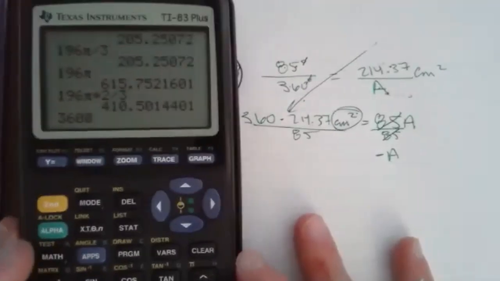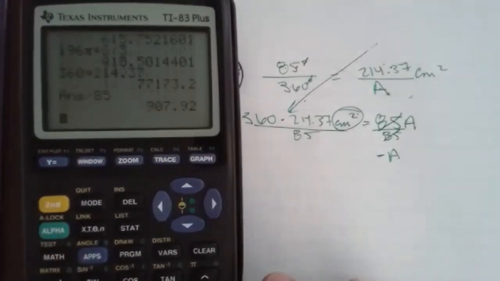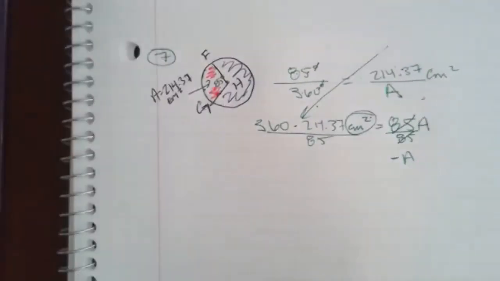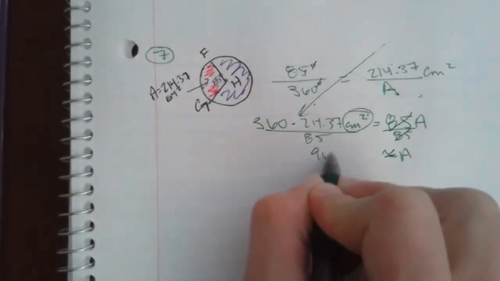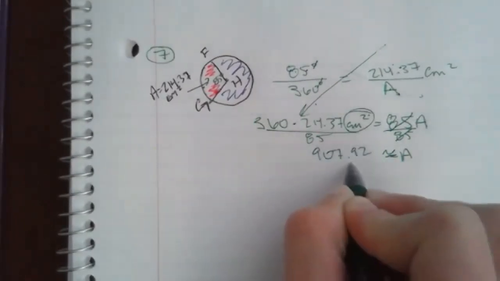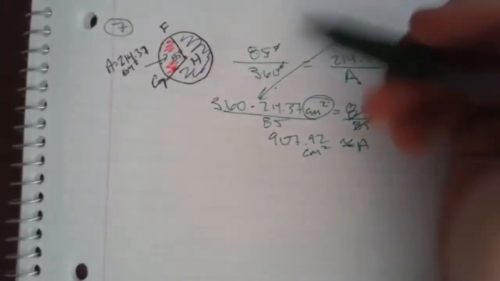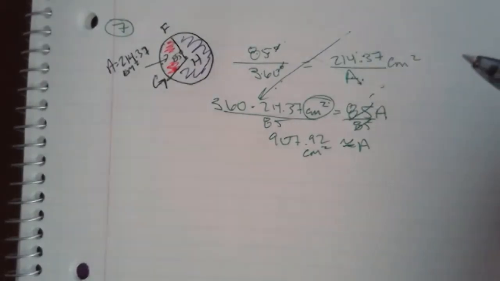360 in our calculator times 214.37 divided by 85. We should get about 907.92 centimeters squared. Okay, so we found the whole area: part over whole degrees, part over whole area.